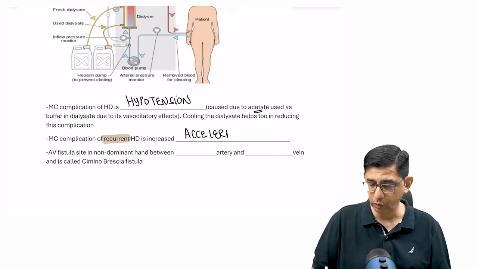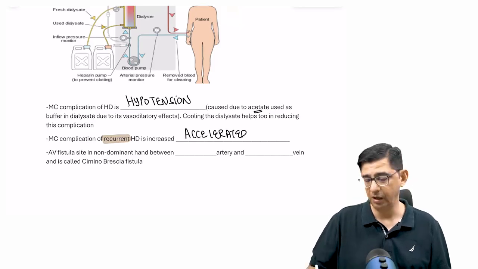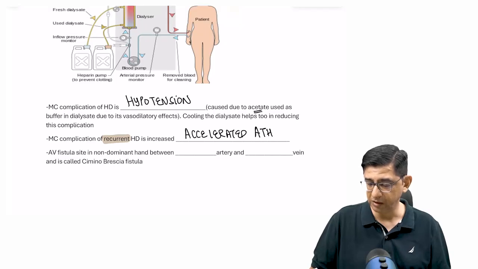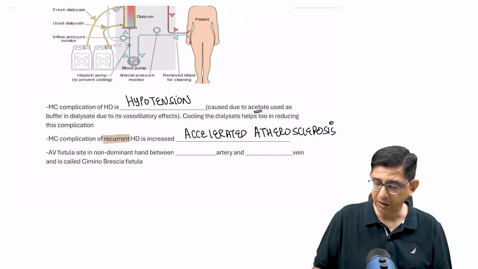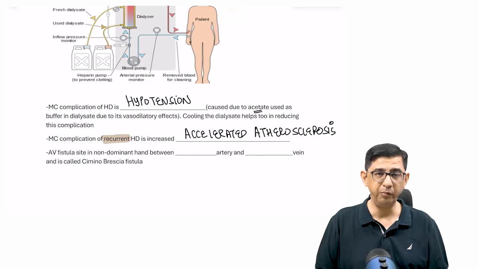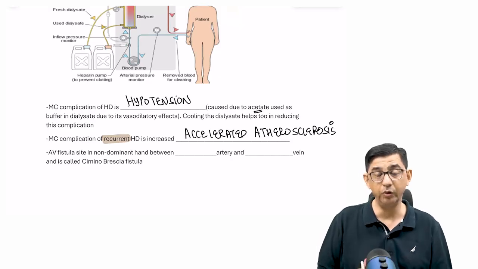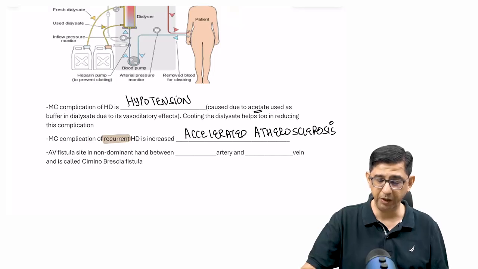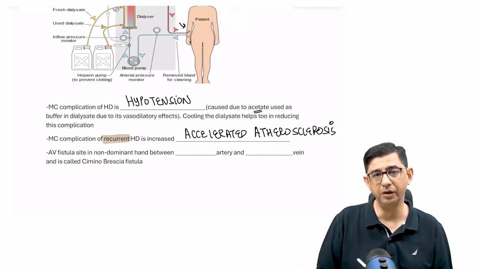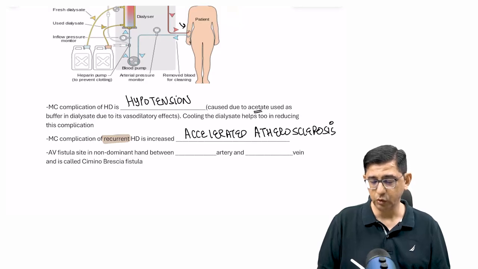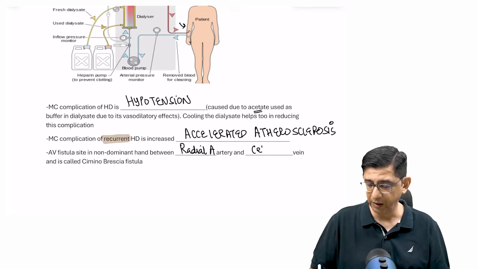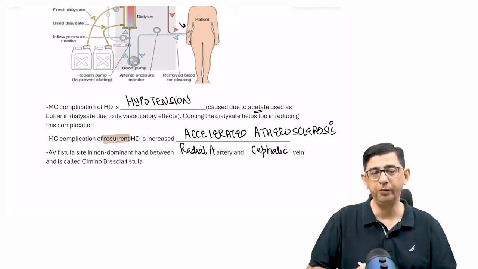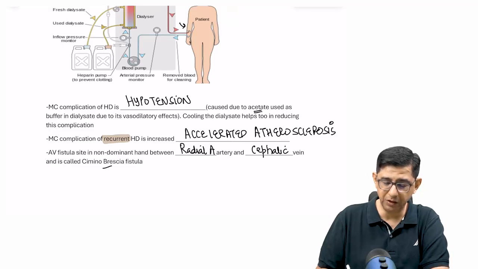If he changes that to recurrent hemodialysis, then you will say that, okay, in this person accelerated atherosclerosis is there, so he might have a heart attack in future. And even if I'm doing hemodialysis on a recurrent basis, I need to create a permanent site from where the dialysis would be done, mostly on the non-dominant hand of a person. The blood vessels that would be used here are two, the radial artery and the cephalic vein. The communication that we create between the two is what is called the Brescia-Cimino fistula.